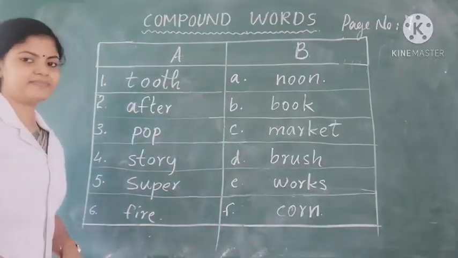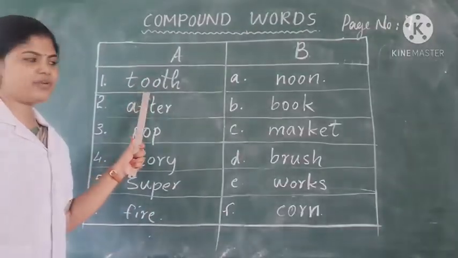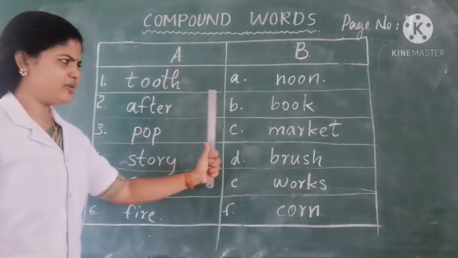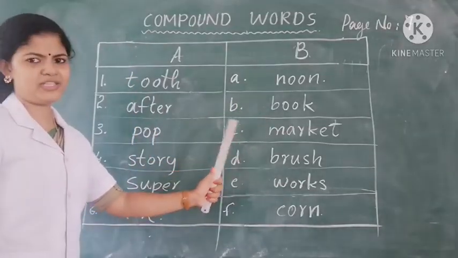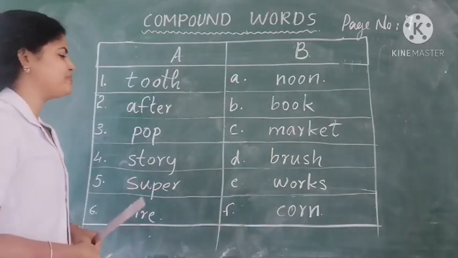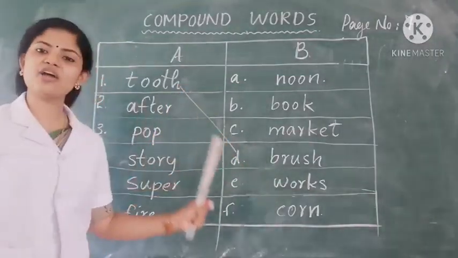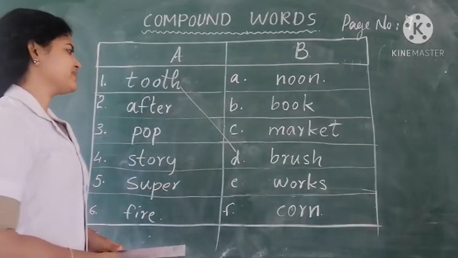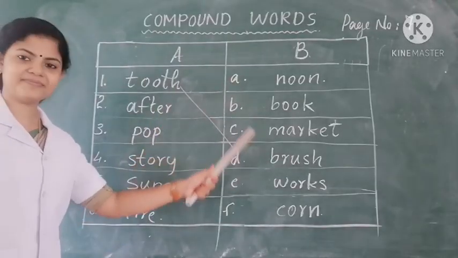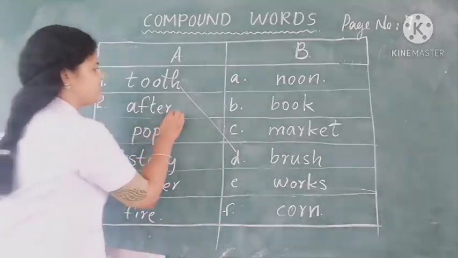What's the first word? Yes, let me see the first word. It is tooth. Okay, can you match any words with tooth? Tooth noon? No. Tooth book? No. Tooth market? No. Toothbrush. Yes, toothbrush. Yes, we can match it like this. So this is a compound word, toothbrush. Next one, after. Yes, afternoon. Let's match it.